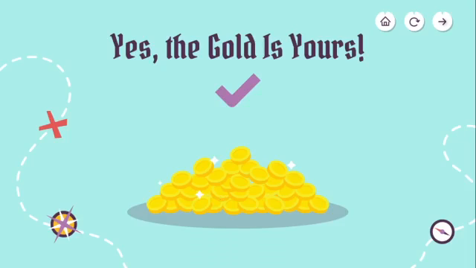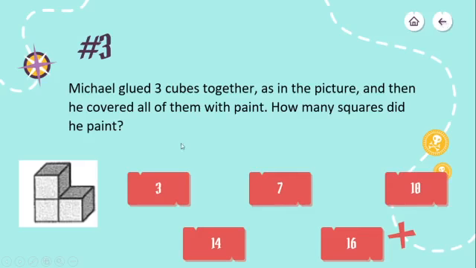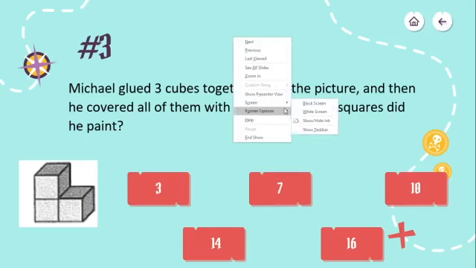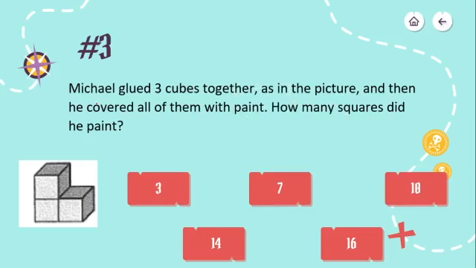Okay, children, can we now move on to the next level? I think this is the toughest question. Maybe I will make you understand it easier. Michael glued 3 cubes together as in the picture, and then he covered all of them with paint. How many squares did he paint?